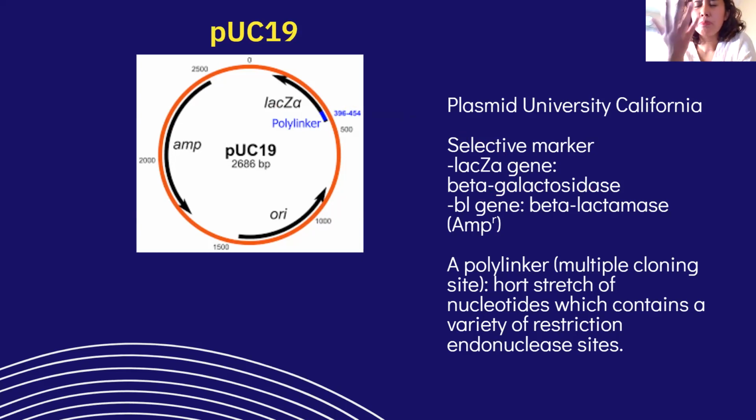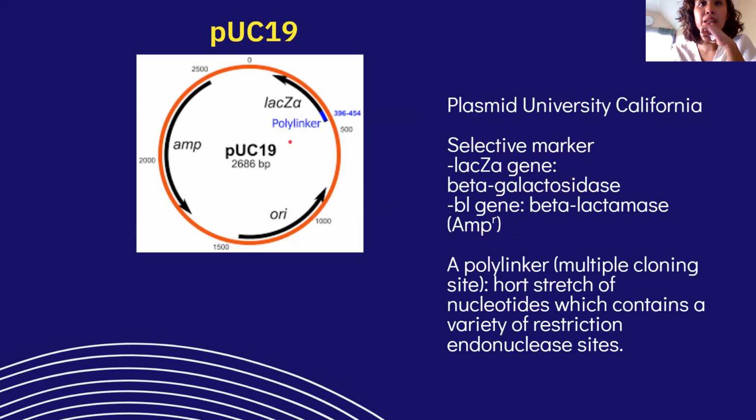on the plate, the plate has X-gal, that's what it's called, or X-galactose sugar. So it will turn the white colonies into blue colonies. So it's a good selective marker or selectable marker. And it will also give resistance to ampicillin.